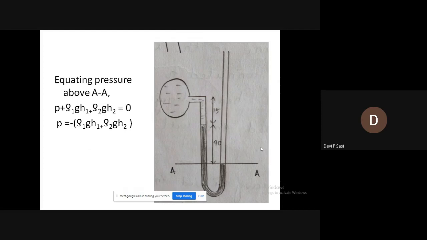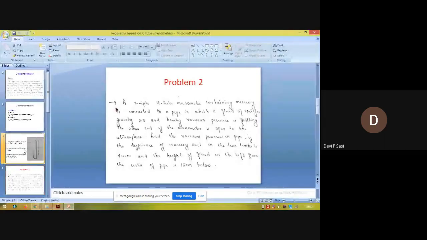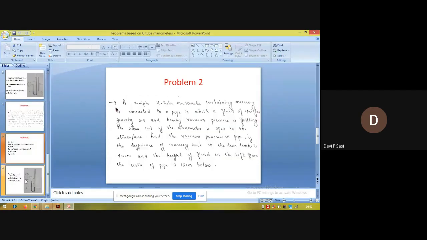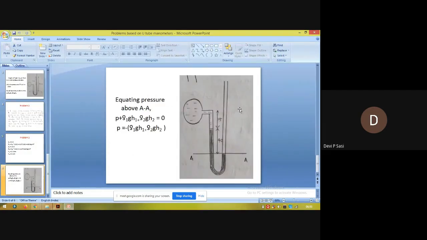And the difference in mercury level between the two limbs, that is, you can see the difference in mercury level between the two limbs. The right limb and the left limb both contain mercury, and the difference in mercury level between the two limbs is 40 centimeter. The difference of mercury between the left limb and the right limb is 40 centimeter.